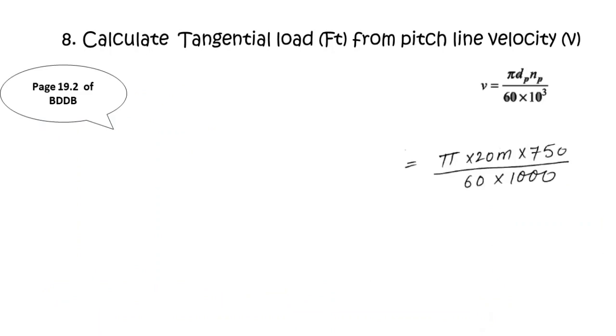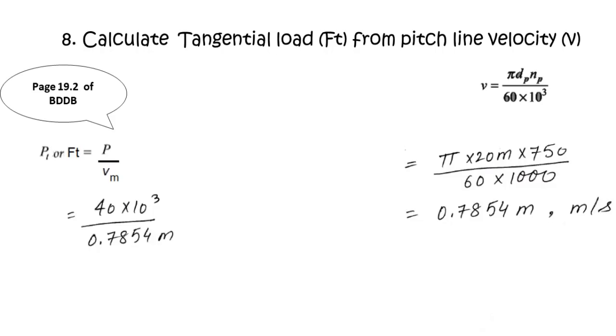Hence, for tangential load, we'll first calculate the pitch line velocity. V is pi dp np upon 60,000, so pi into 20 module into 750 upon 60,000, so it is coming 0.7854 module meter per second. So if I find out power and velocity both, then I'm going to get tangential load Ft or Pt as 50929.46 upon module Newton.